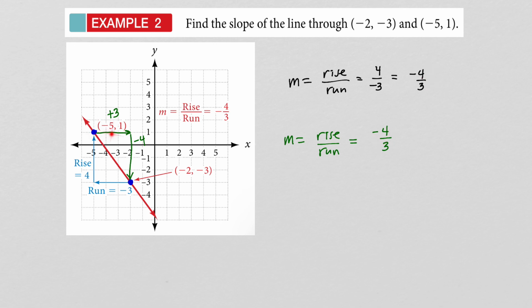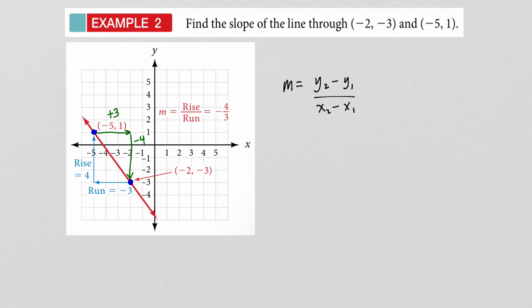So it doesn't matter which way you move to get from one point to the other, your slope will be the same. You just have to be consistent with how you describe the rise and run. So when you're moving, anything to the left is negative, anything to the right is positive, anything up is positive, and anything down is measured as a negative.